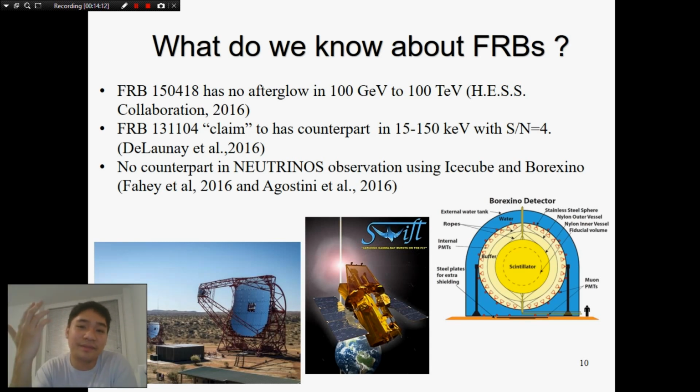We also try to observe that using another frequency. Like we try to use Hitomi, a high energy gamma ray telescope, to observe that, but so far we couldn't detect anything. One of them is claimed to have detected a counterpart in the soft gamma ray by the Swift telescope, but the signal to noise is low, so we're not so sure about that. And there is no counterpart in neutrino observation. So far we have tried fancy telescopes, but we couldn't detect anything at all.